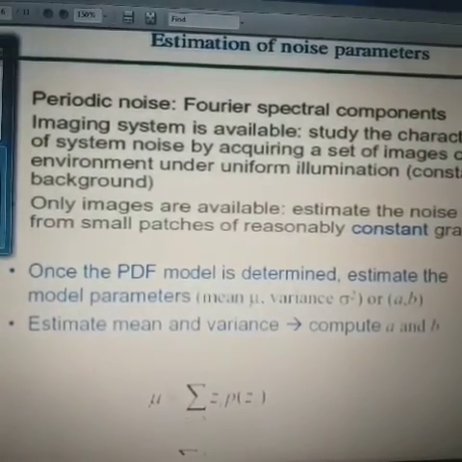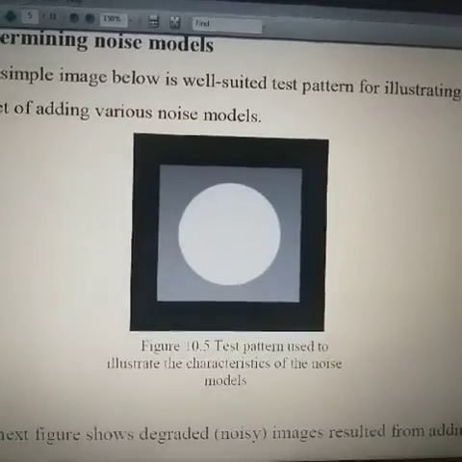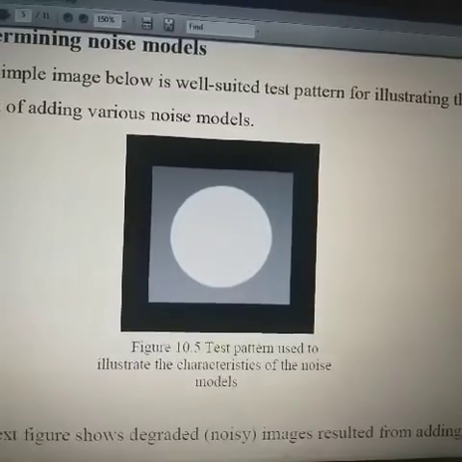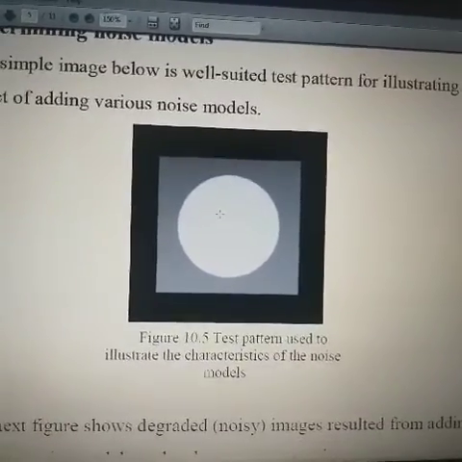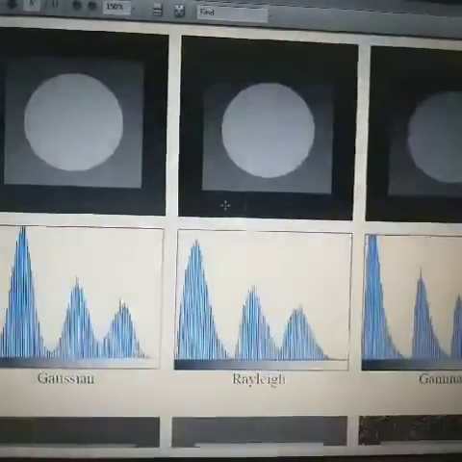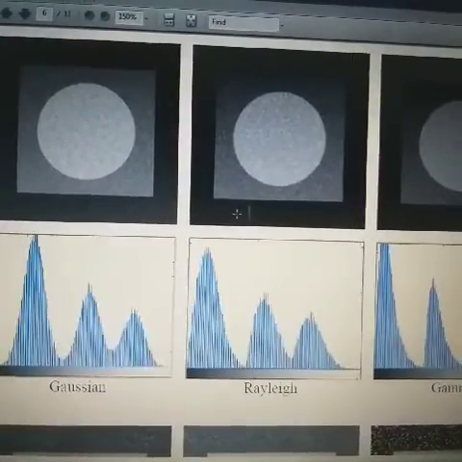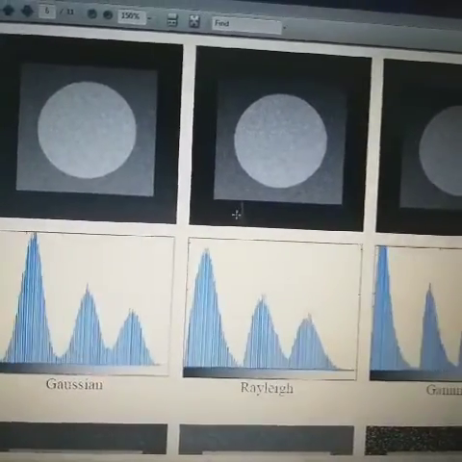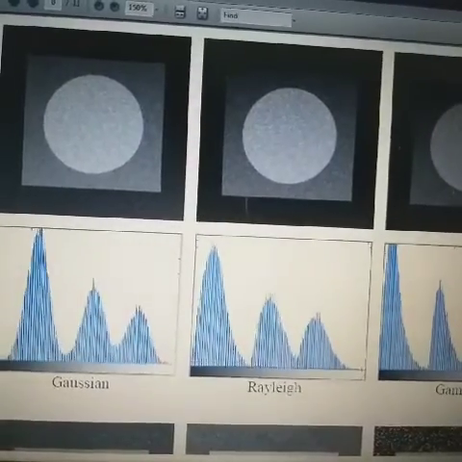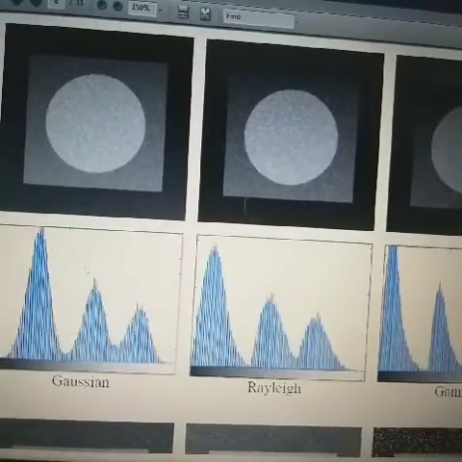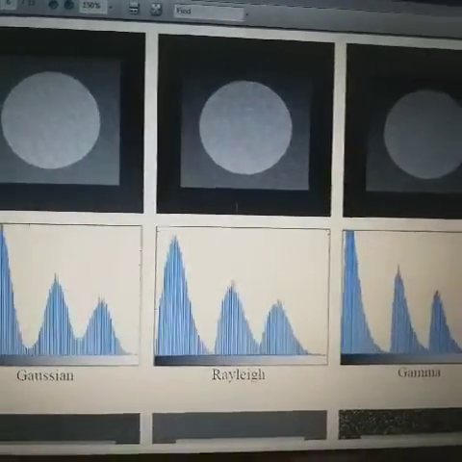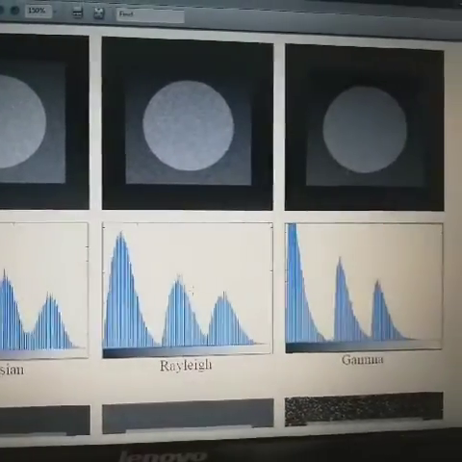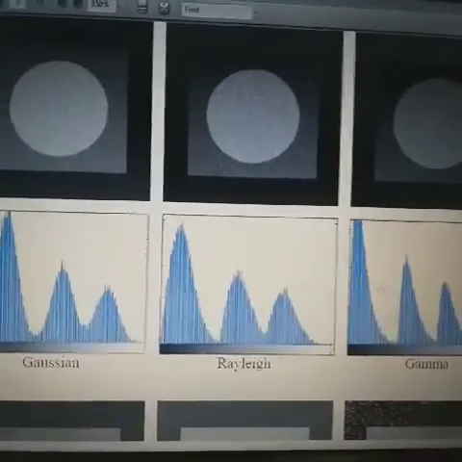Next we have one example of applying these models. This is a simple example of a pattern. By applying the various noise models, we get different histogram graphs. The histogram of these images looks like this. In the Gaussian, we get the image like this. In the Rayleigh, the histogram of this image is like this. For the gamma, we get this image.